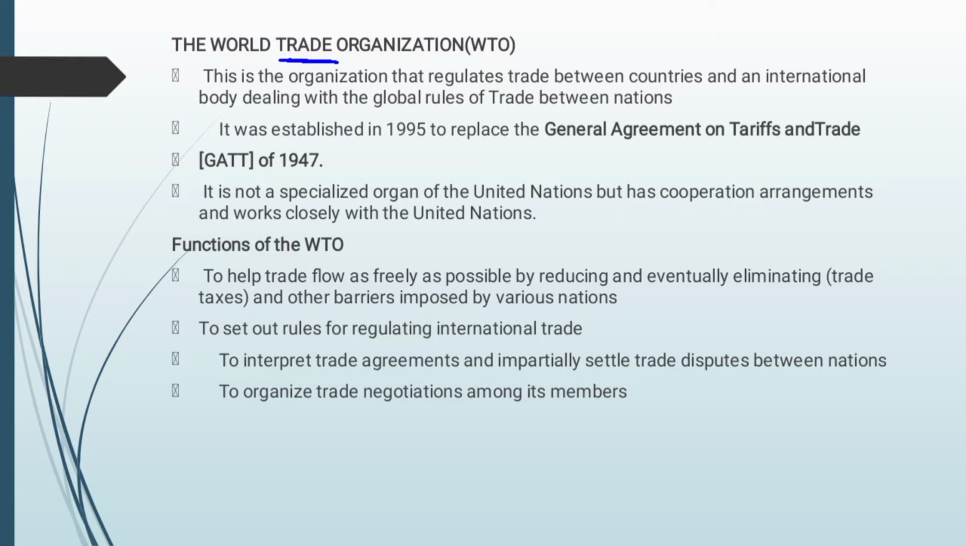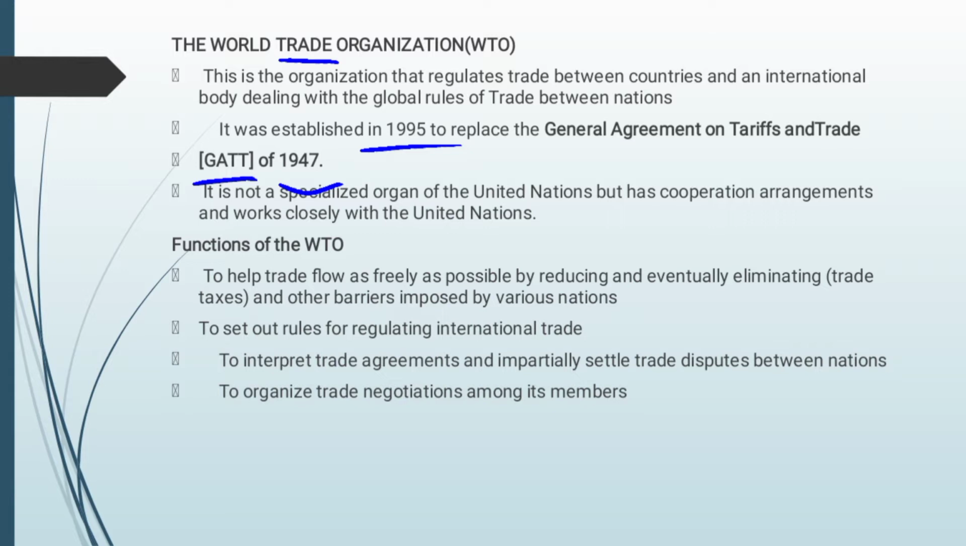So, we are saying there is international trade, this country is trading with this one, but there is an organization responsible for that. So the WTO regulates trade between countries. It was established in 1995 to replace the General Agreement on Tariffs and Trade (GATT) of 1947. It is not a specialized organ of the United Nations, but has cooperation arrangements and works closely with the United Nations. So it is not part of the United Nations, but it works closely with it.